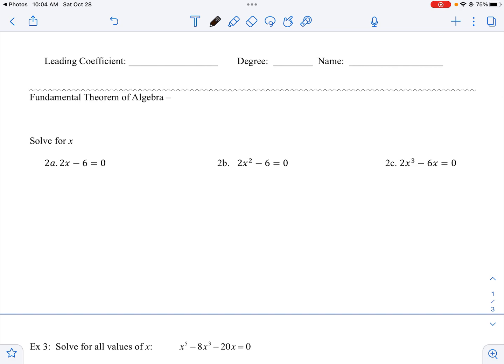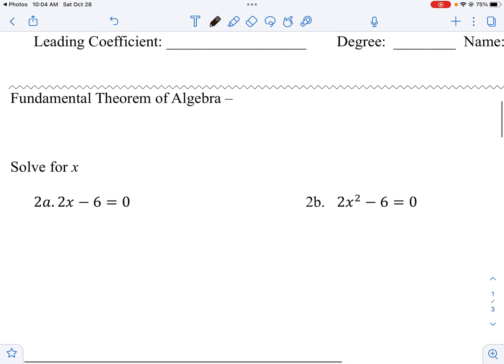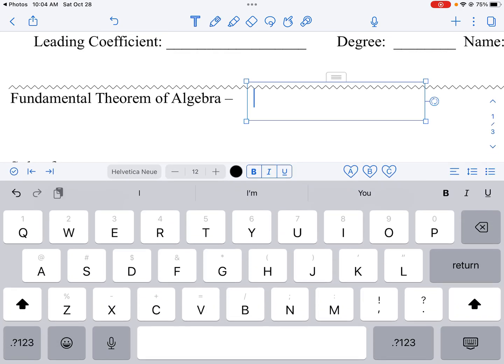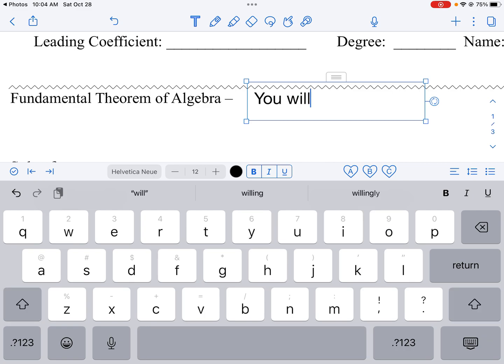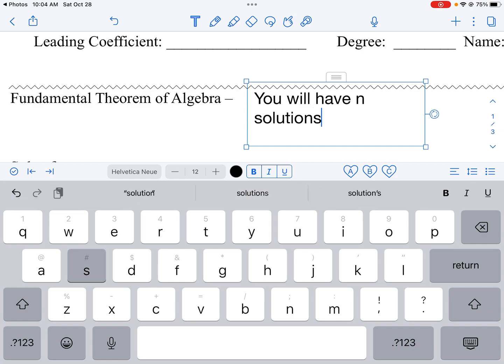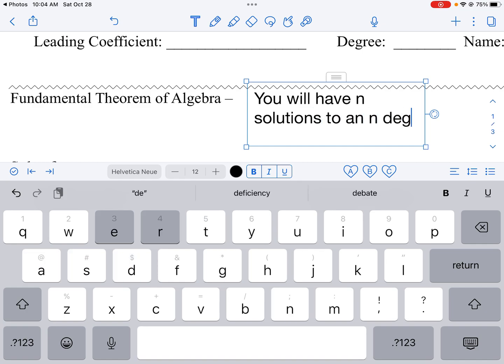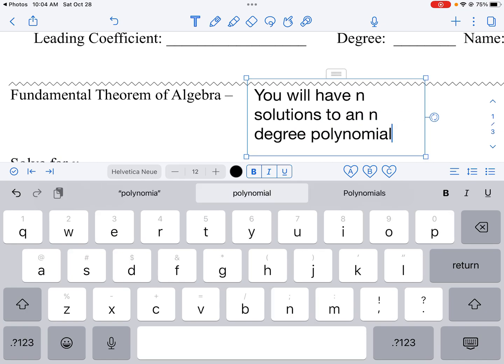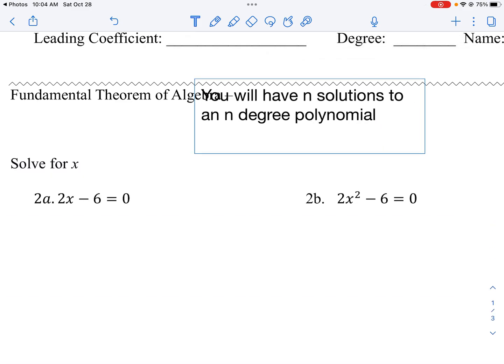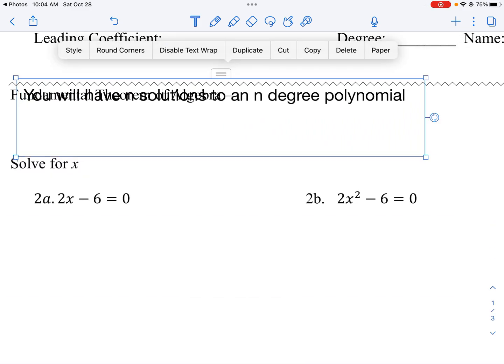All right, so I went quickly there because I really do want to talk about what's called the fundamental theorem of algebra. The fundamental theorem of algebra states that you will have n solutions to an n degree polynomial. You don't have to write this down. I'll kind of explain what that means, so it's kind of vague.